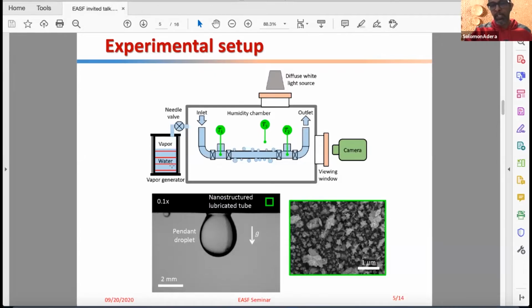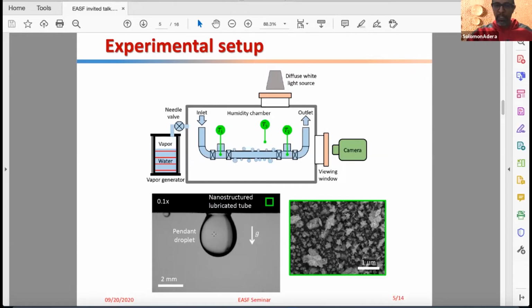The vapor generator is basically a container filled with water, with a heater on the outside. We boil the water and generate the vapor that goes into the chamber, and we capture images using a high-speed camera here, as shown. So this was the high-speed video that I wanted to share with you.